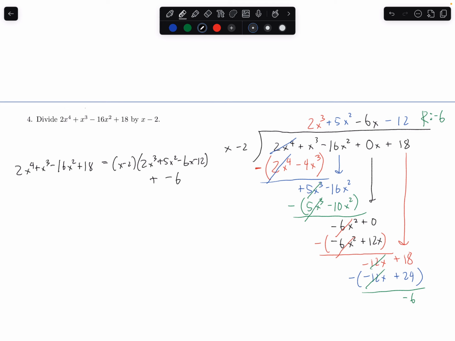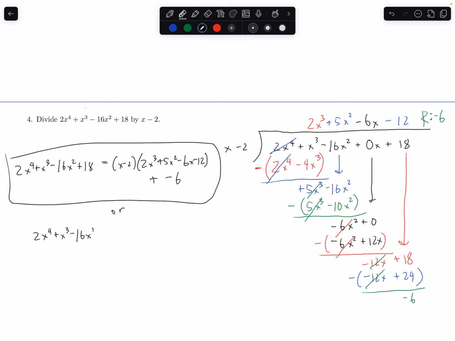Yeah. So that's the one formulation, right? Or I could also say my original dividend, the thing that's being divided, over the divisor is equal to that quotient, 2x cubed plus 5x squared minus 6x minus 12, plus the remainder, in this case negative 6, over that original divisor again.